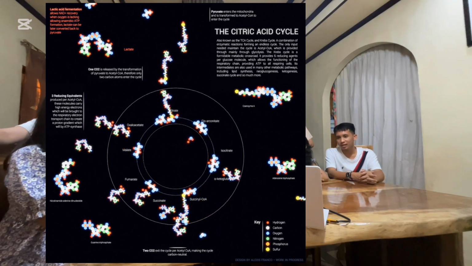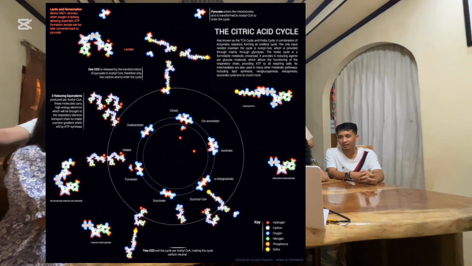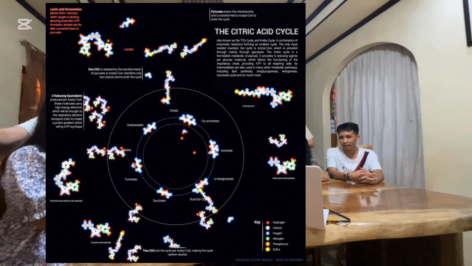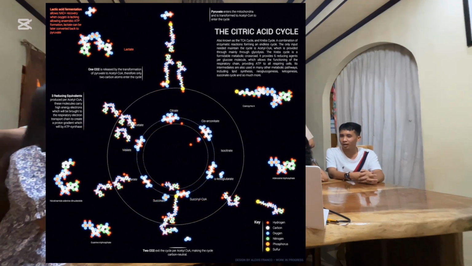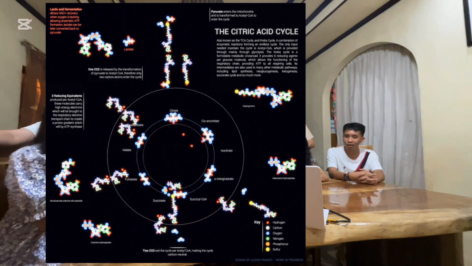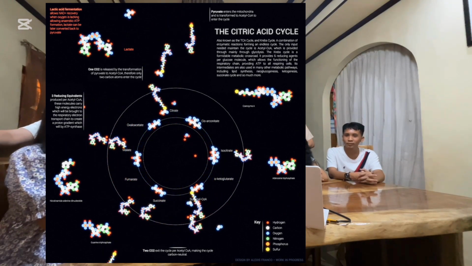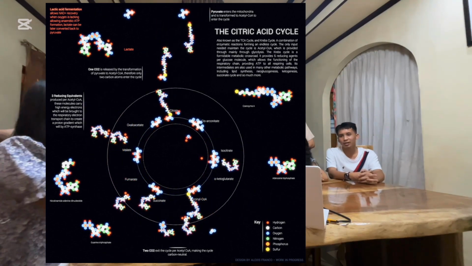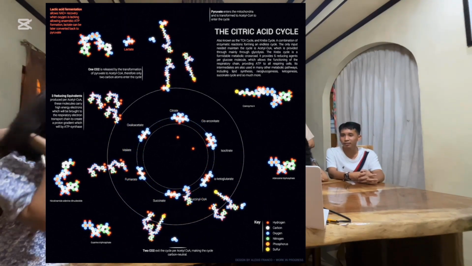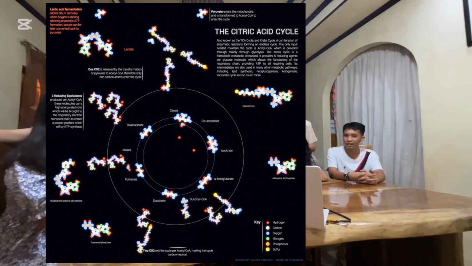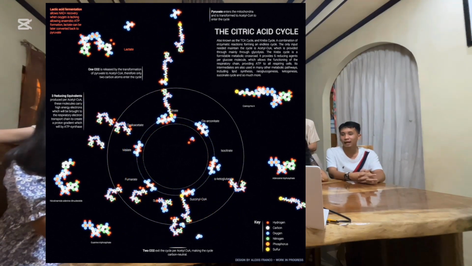The fourth one is succinyl-CoA formation. Alpha-ketoglutarate undergoes another oxidative decarboxylation, releasing a second carbon dioxide molecule and forming succinyl-CoA, a 4-carbon molecule. This reaction is catalyzed by the enzyme alpha-ketoglutarate dehydrogenase, which also produces NADH.